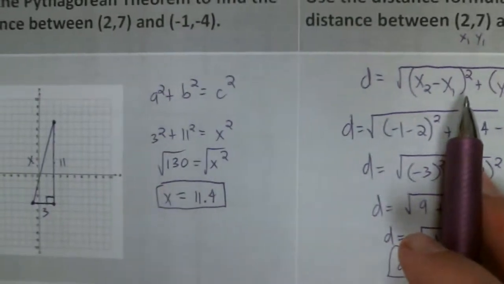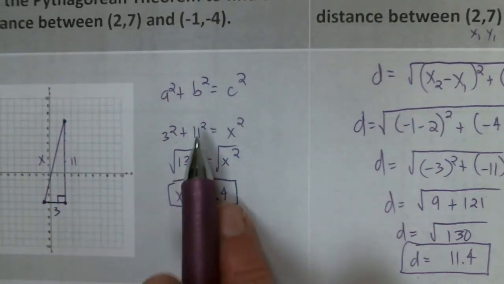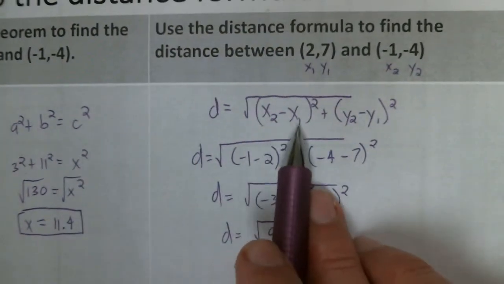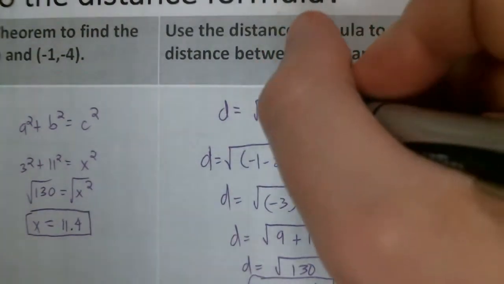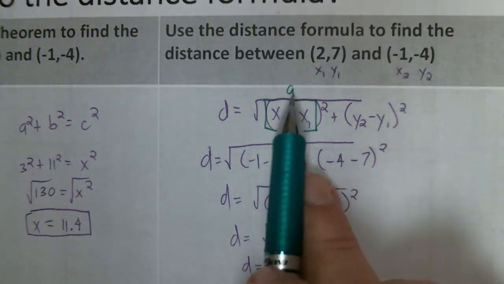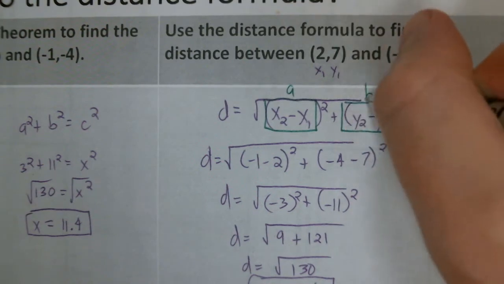So the point of me doing this is to show you guys that the distance formula is nothing more than the Pythagorean theorem on the coordinate grid. Okay, so the Pythagorean theorem is a squared plus b squared equals c squared. Well, this x2 minus x1, this whole guy, I'll do this in green, that's like my a. So I'm basically doing a squared. The y2 minus y1, that's like my b.